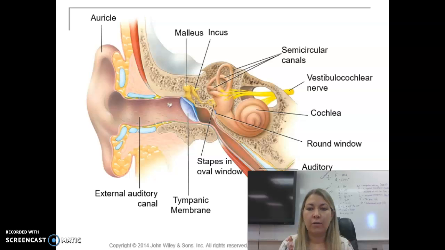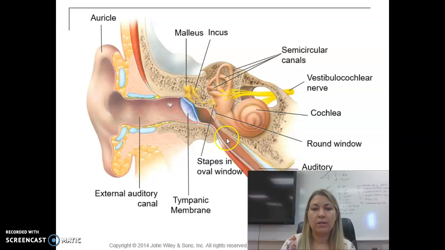The auricle itself is probably the least important part of the ear. Its job is just to funnel sound waves down the external auditory canal and get them to the tympanic membrane. The malleus is attached to the inside of the tympanic membrane, so any vibration that occurs there will then be transmitted from the malleus to the incus to the stapes, to the oval window, through the cochlea, and then eventually to the cochlear branch of the vestibulocochlear or auditory nerve.